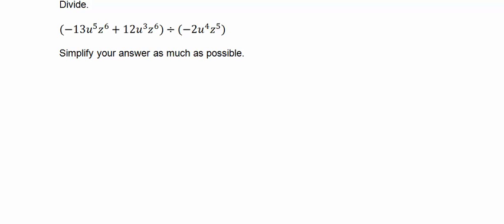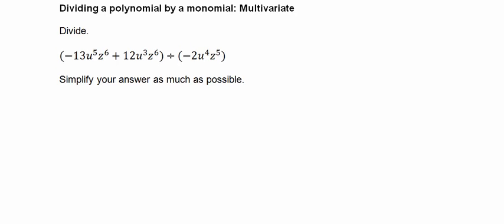Okay, here's another problem where we're going to be dividing a polynomial by a monomial. But in this case, we have more than one variable. But again, it's no different than what we were doing before when we had a single variable, as long as we keep track of what we're doing. Okay, so let's see. This notation, if you notice, it just says we have this one polynomial divided by another.